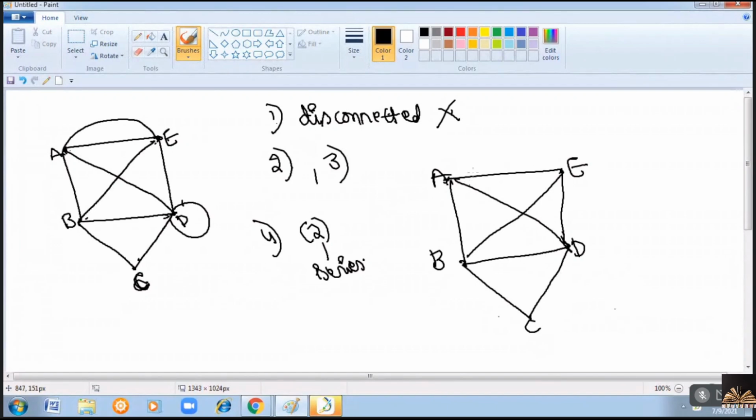Now, what is the degree of A, ma? 1, 2, 3, right? 3. Degree of B: 1, 2, 3. Degree of C: 1, 2. Degree of D: 1, 2, 3, 4. Degree of E is 1, 2, 3. Right? We have a vertex with degree 2. Now check whether its two edges are in series or not. Yes, they are in series.